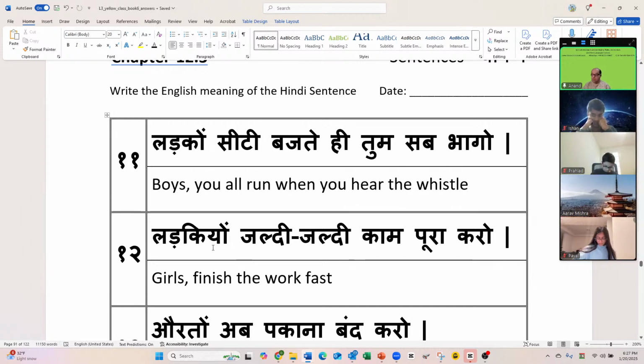Okay, Pralhad, come off mute. What is the Hindi word for a girl? लड़की, ladki. What is the plural of ladki? लड़कियां, ladkiyan. And what did we use here? लड़कियों. So what is ladkiyon? Oblique plural. Got it? So it's the same thing. Last time I told you, auntiyon, ladkiyon. It's oblique. Okay, good.